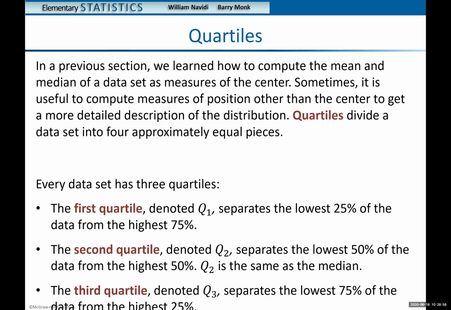So you have the first quartile, we use Q1, meaning that is the lowest 25%. Next, Q2 is the second quartile, which is 50%. And Q3 is the third quartile. And since Q2 is 50%, this is also the same thing as your median, because remember, the median is the middle, right?